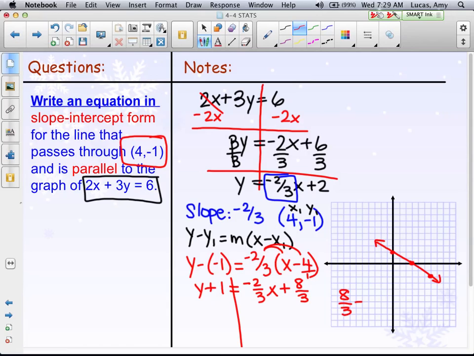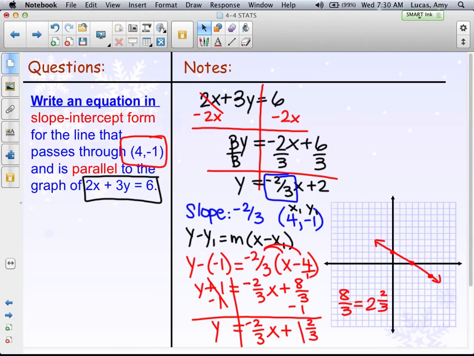8/3 is the same as 2 2/3. So when I subtract 1, 2 2/3 minus 1 is going to be 1 2/3. To graph this second line, my intercept is 1 2/3. That is just below 2, so my line is really going to be close. When I go down 2 over 3, it's going to be just below again. So these lines are not only parallel, but they're almost the exact same.